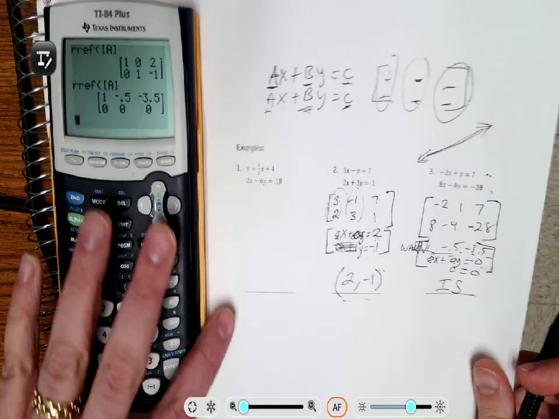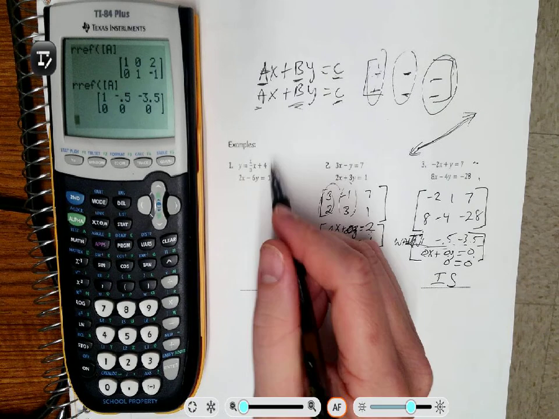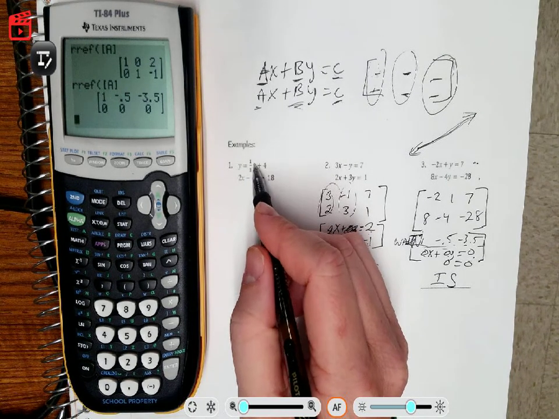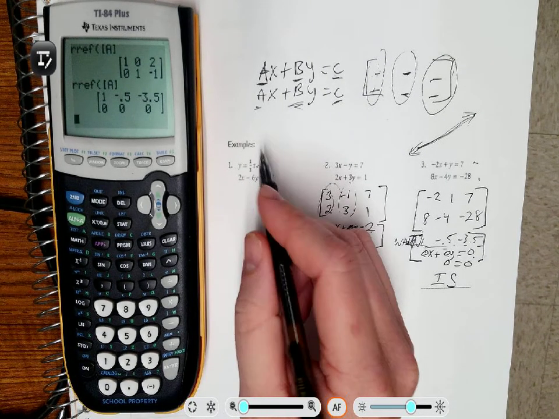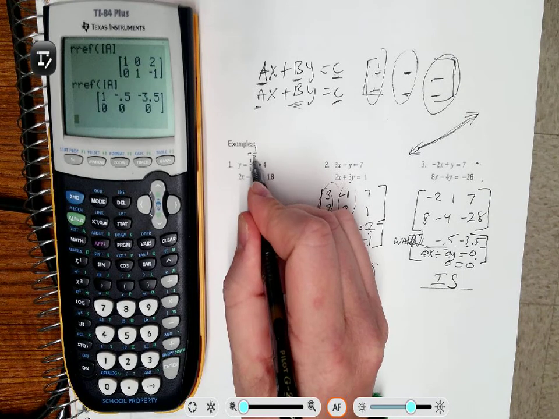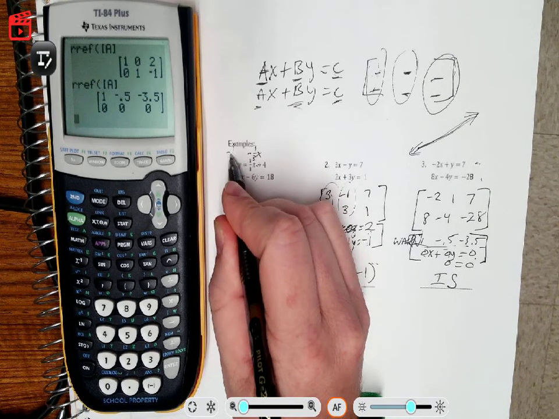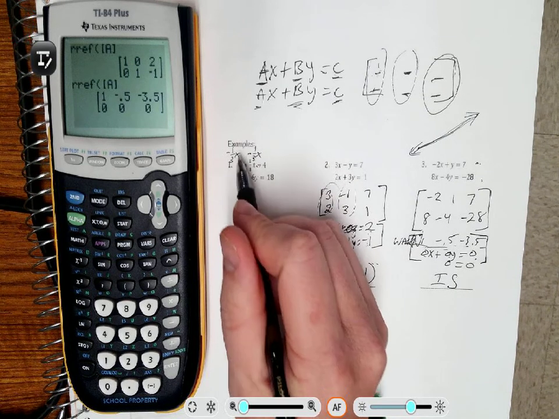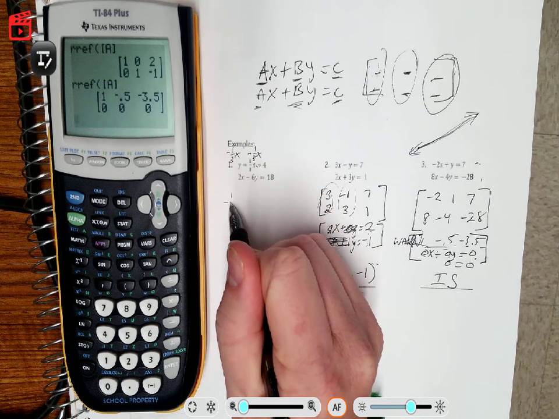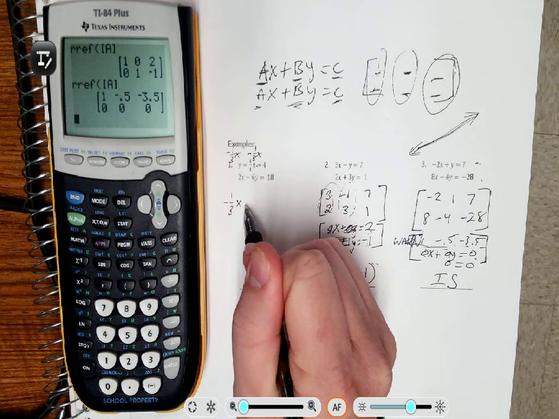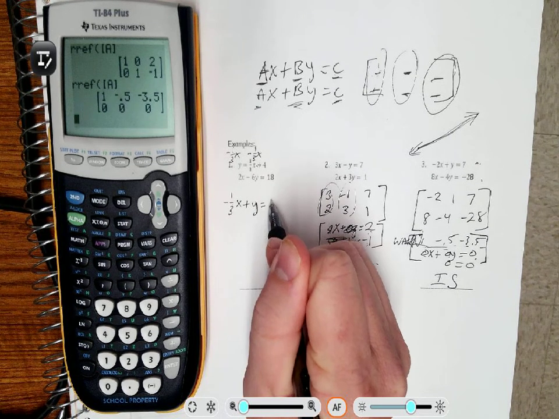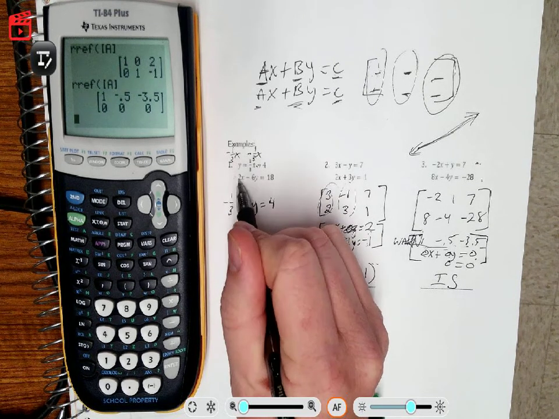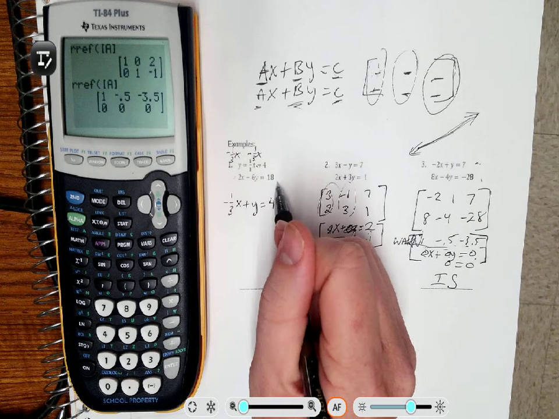And here's our last special case scenario. This one's not quite set up for us yet. We need to go ahead and move our 1/3 x to the other side through subtraction. So we're going to subtract 1/3 x on each side, and we'll get a new equation. -1/3 x plus y equals 4, and then this equation right here, 2x minus 6y equals 18.